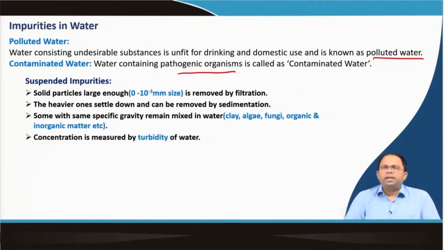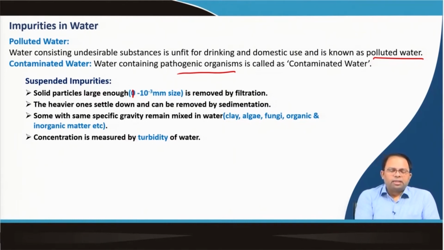The first is suspended impurities. These are basically solid particles which are pretty large, that is, greater than around 10 to the power minus 3 millimeter in size. It is not 0 actually, we have 1 to 10 to the power minus 3 millimeter in size, and this kind of impurities could be removed through filtration. So, that means if we pass the water through any form of filter, it would be able to remove this kind of particles, because these are pretty large, they will get stuck in the holes of the filter.